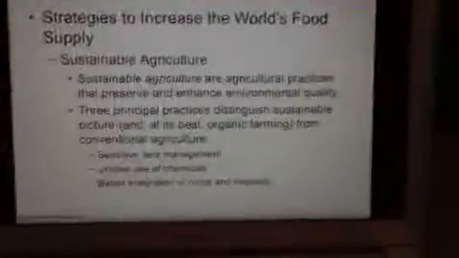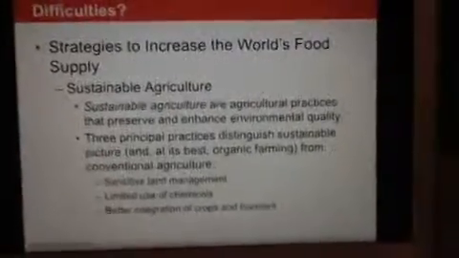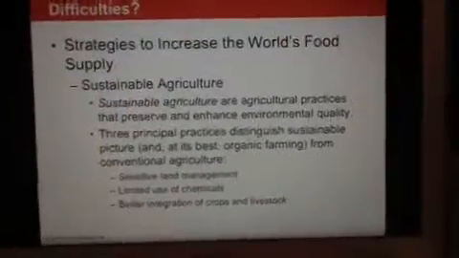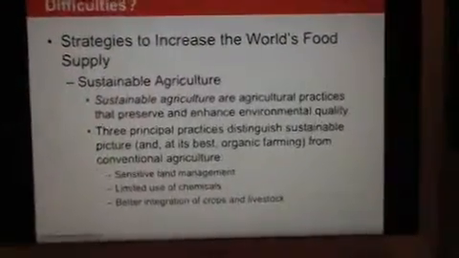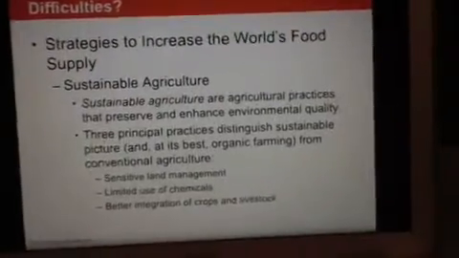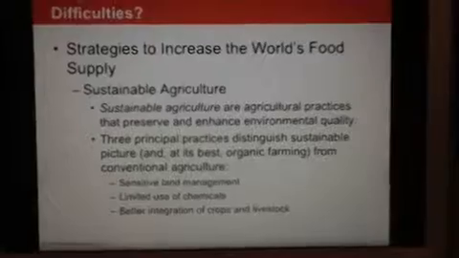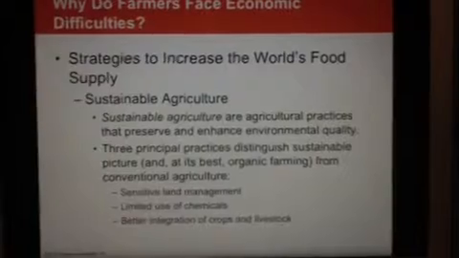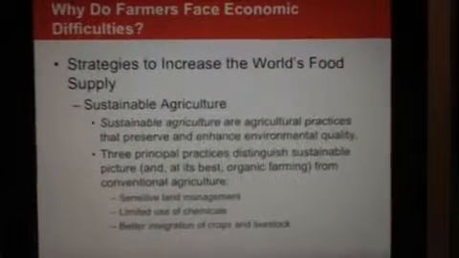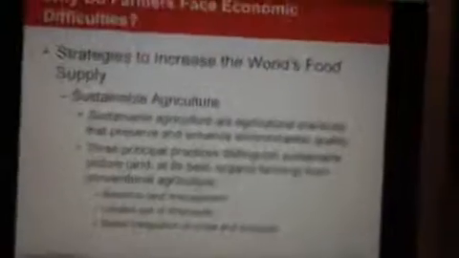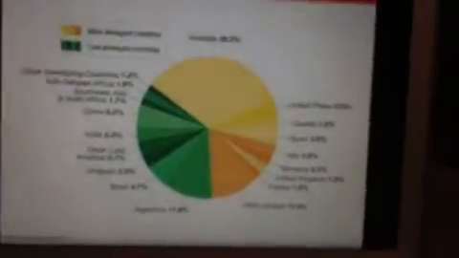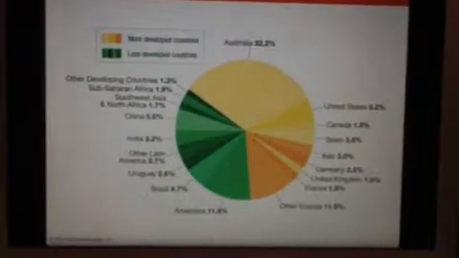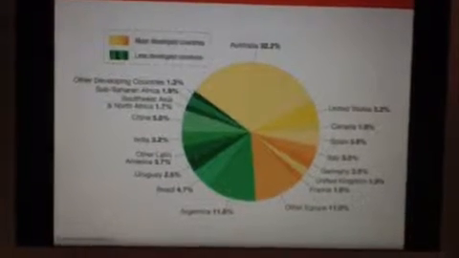So then we have sustainable agriculture. Sustainable agriculture refers to agricultural practices that preserve and enhance environmental quality. Some practices distinguish sustainable agriculture, and the best form is considered organic farming. These are sensitive land management, a limited use of chemicals, and better integration of crops and livestock. So this graph shows us the yellow countries are the more developed countries, the green countries are the less developed countries.